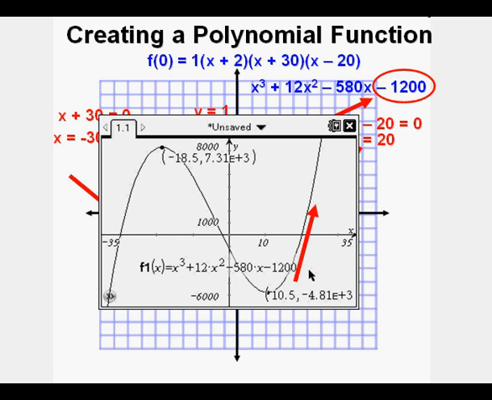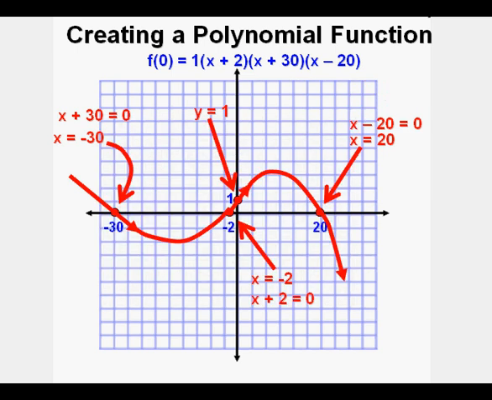In this version of the roller coaster, the x-intercepts are all correct, but the function goes up when it should go down, and its amplitude is all crazy with the y-intercept of -1200 and the maximum and minimum in the thousands. Where did Alex go wrong? This is what Alex started with a few slides back when he put the binomial factors together. F of 0 equals 1 times quantity x plus 2 times the quantity x plus 30 times quantity x minus 20. Instead, the form of the equation should have been f of x equals a times the quantity x plus 2 times quantity x plus 30 times quantity x minus 20.